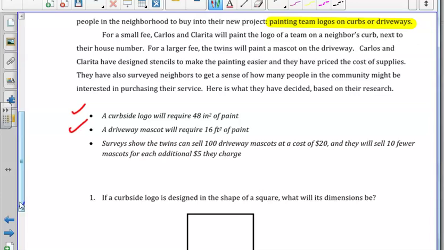And surveys show that the twins can sell 100 driveway mascots at a cost of $20, and they will sell 10 fewer mascots for each additional $5 they charge. This information will be important as we progress through the lesson.